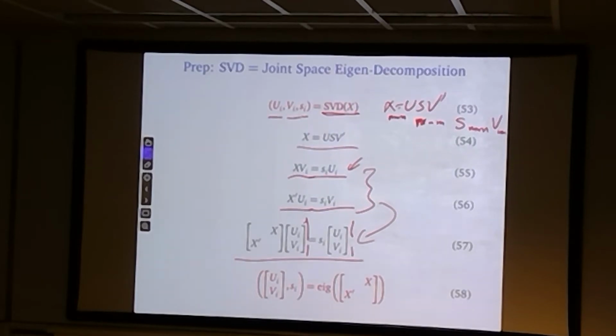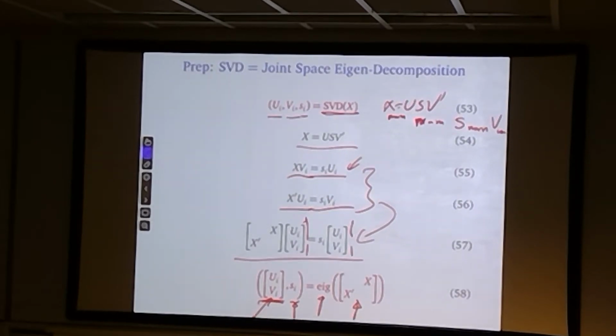But this is just the definition of an eigenvector. So what this means is, I can stack the left and the right singular vectors together. If I look at the instance space and the feature space together, this and the singular value together, they are actually the eigenvector of this cross-diagonal matrix. This is a perfectly symmetrical matrix. Okay, that's a different view of linking SVD with eigendecomposition in an expanded space.